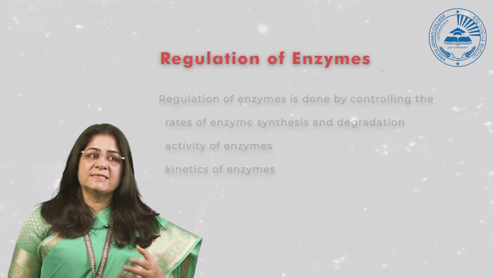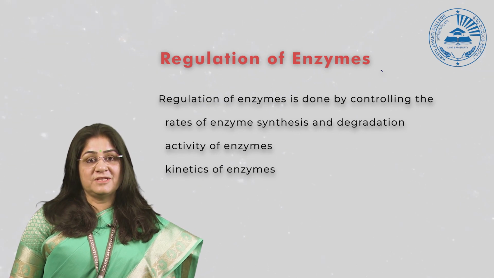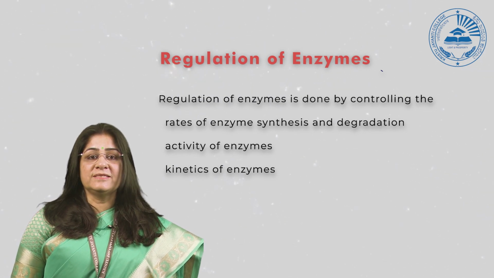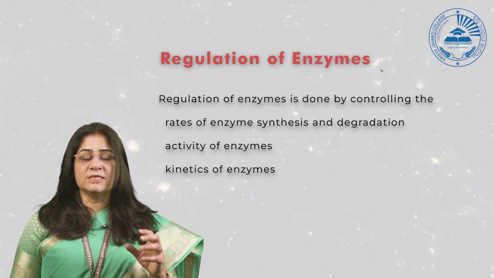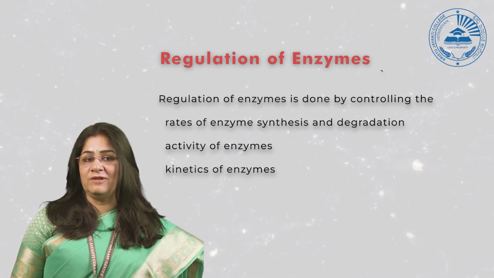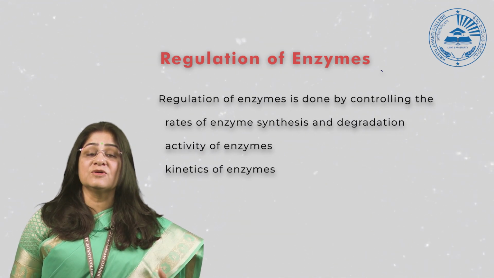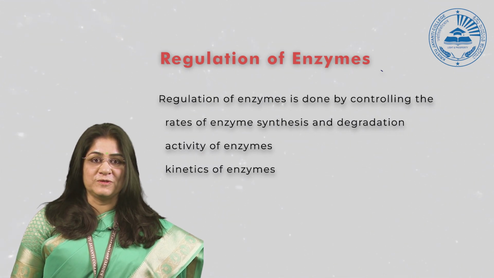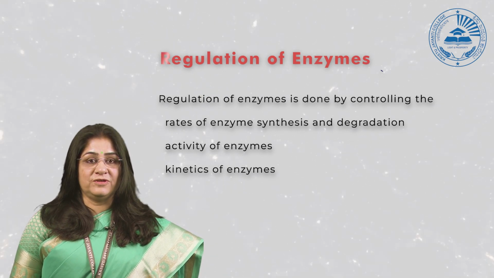Now, coming to the regulation of enzymes, how is it done? There are three ways by which the enzymes are regulated. The first one is the rate of enzyme synthesis and degradation. This is how it is done at the root level. If you do not want a particular enzyme to act, the synthesis of that enzyme itself is stopped, or you degrade that enzyme itself. So, that is the first step.